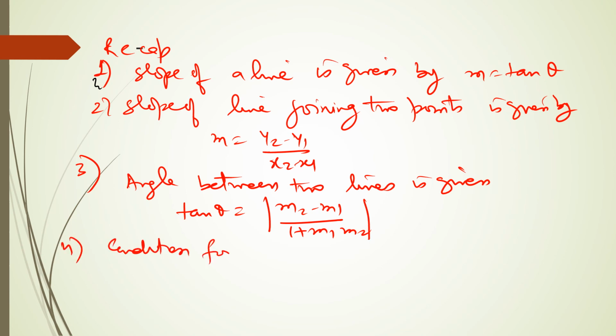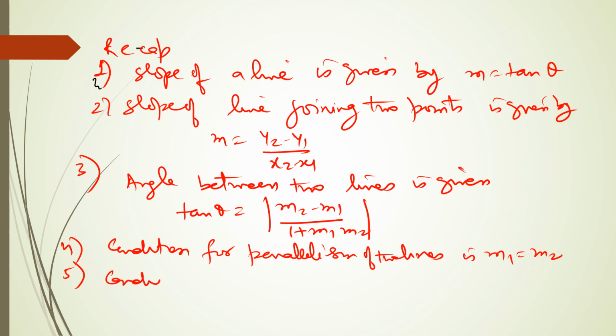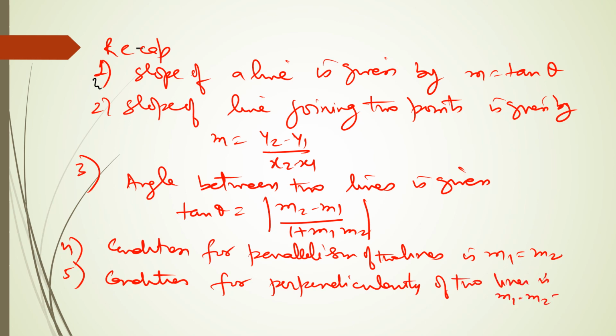Fourth, the condition for parallelism of two lines is that their slopes will be equal to each other. Condition for perpendicularity of two lines is m1 into m2 is equal to minus 1. So I hope this video will help you to understand the concepts of slopes. Please revise the concepts at your home.